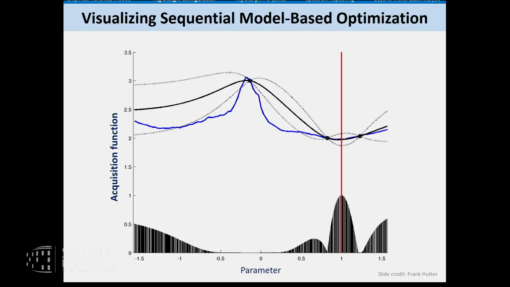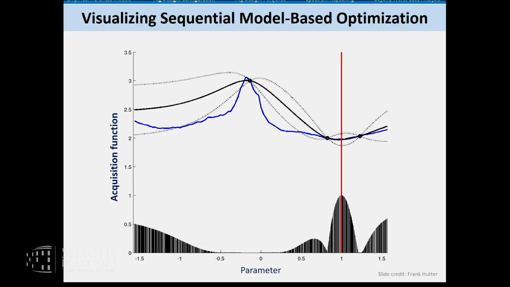So here's the real problem. Let's say this blue line here is the actual algorithm runtime across the parameter space. The x-axis here is different parameters. The y-axis is how expensive the algorithm is given those parameters. And what I want to do is find the best algorithm, and so I want to minimize this blue function. But I don't get to see the blue function.